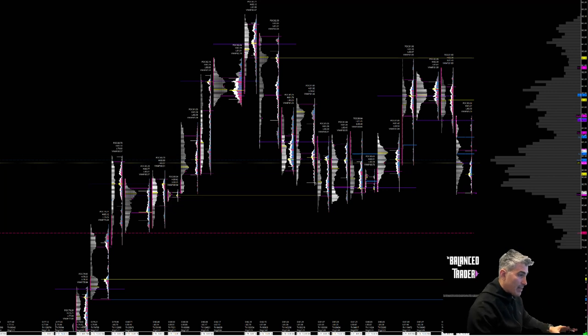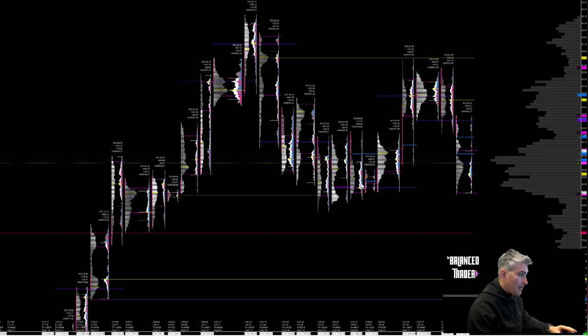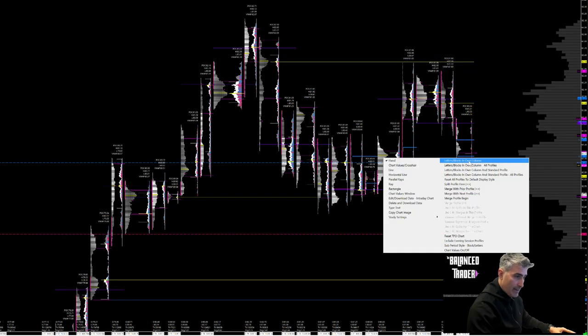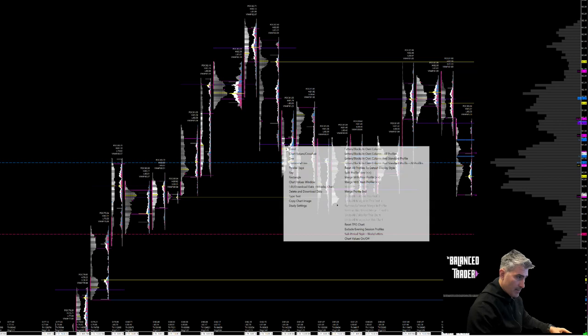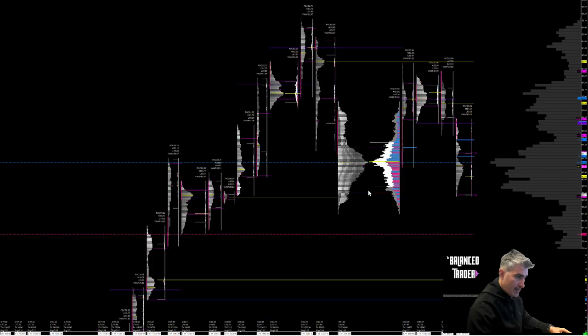So let's just go ahead and merge these profiles, see how it helps us, if it helps us. Merge profile begin, merge profile end, and there you go. So we can see here the market's quite balanced, and that's why we've clumped it all together. And we can see here we've initiated away from value, we've moved away, we've come up to a prior area of value, the POC of this particular day, that was Tuesday.